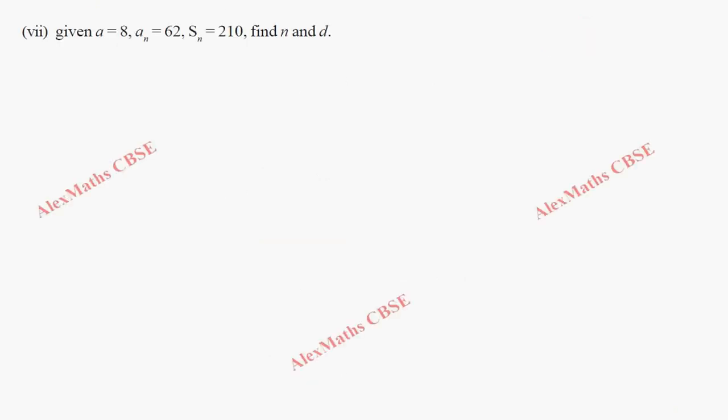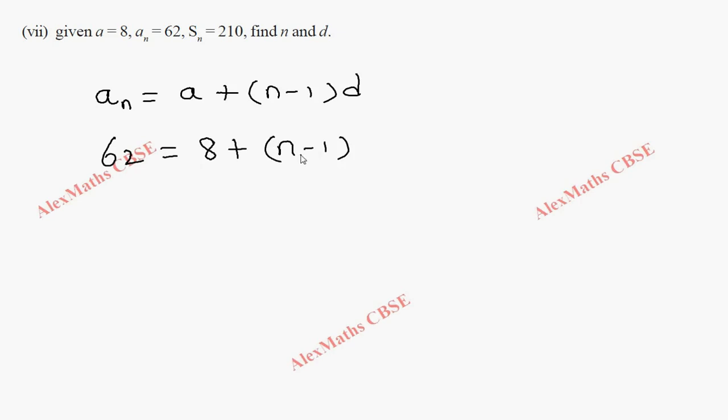In the next subdivision, they have given the value of a as 8, an value 62, Sn as 210. We have to find n and d. Let's write the an formula. an is a plus (n minus 1) into d, and the value of an is 62. So we substitute here. a is 8, and we don't know n, so we write n minus 1 as it is. And we don't know the value of d also, so d is written as it is because we have to find n and d only.